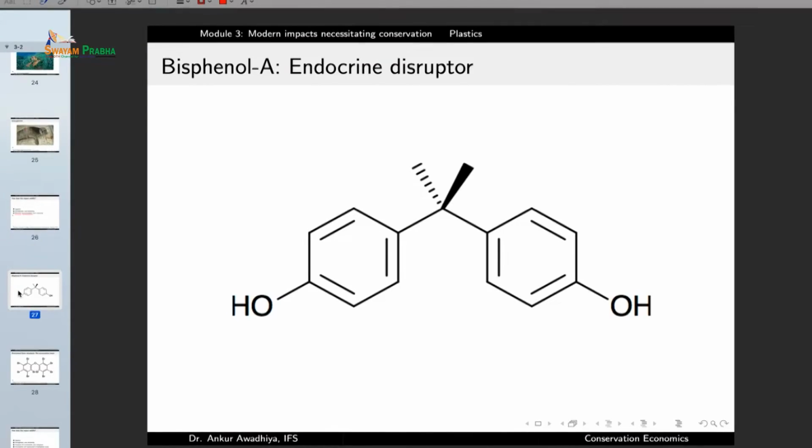But bisphenol A is also an endocrine disruptor, which means that it acts as a hormone when it gets into the body, and it disrupts the functioning of the normal hormones that are there in the bodies of the organism. So this plasticizer, when it is released into the environment, can hamper the hormones that are there in the bodies of different organisms.